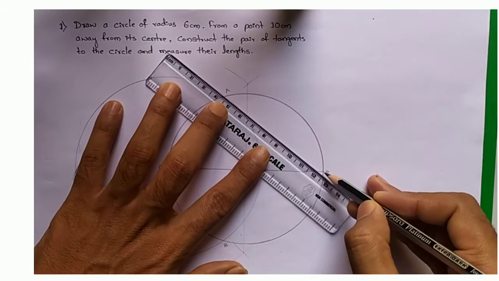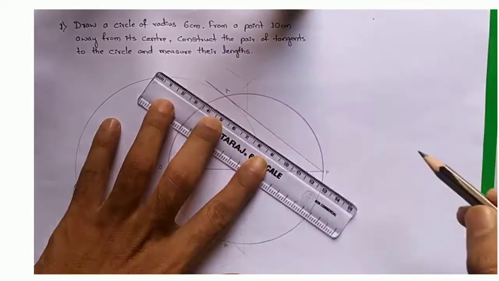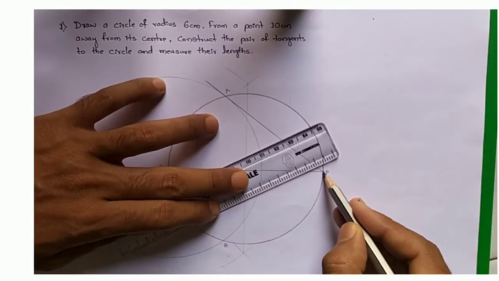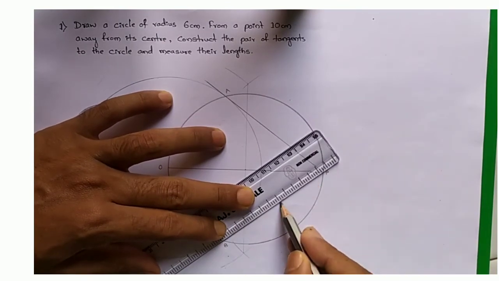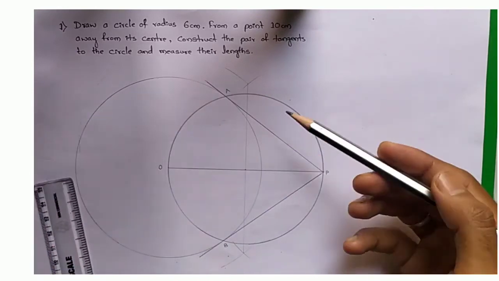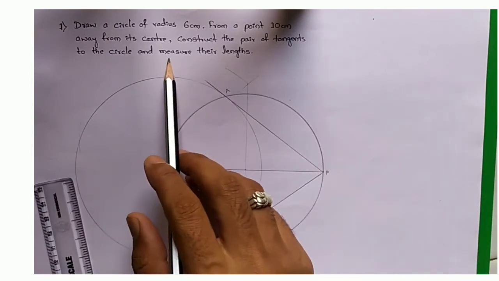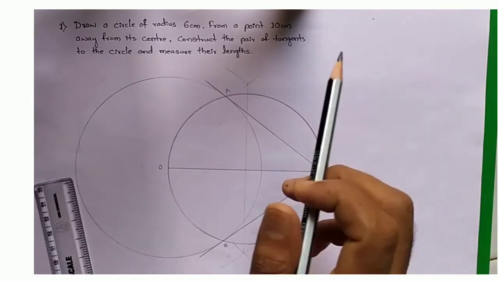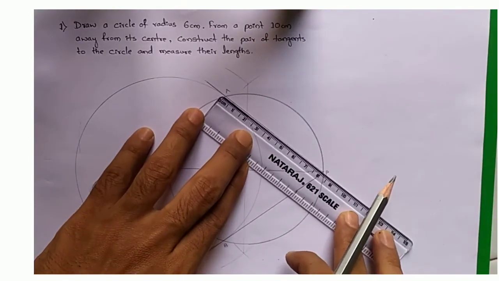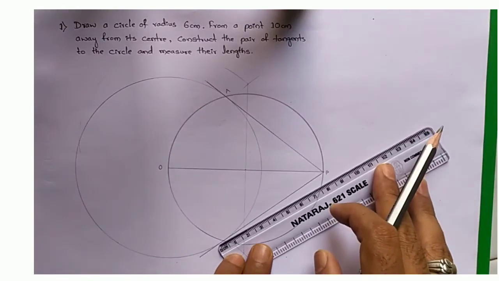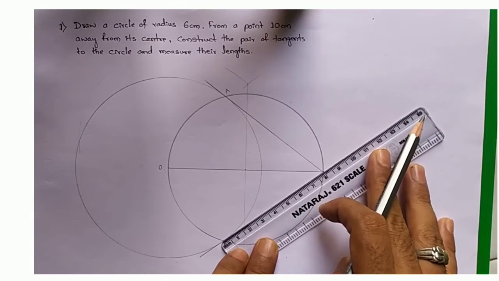Now join them, P to A. Similarly, join P to B. So our required tangents are PA and PB. Now we got it, and the question is still there. So measure their lengths. Measure the length from A to P. Here we are getting 8 cm, and similarly from P to B also we will get 8 cm.